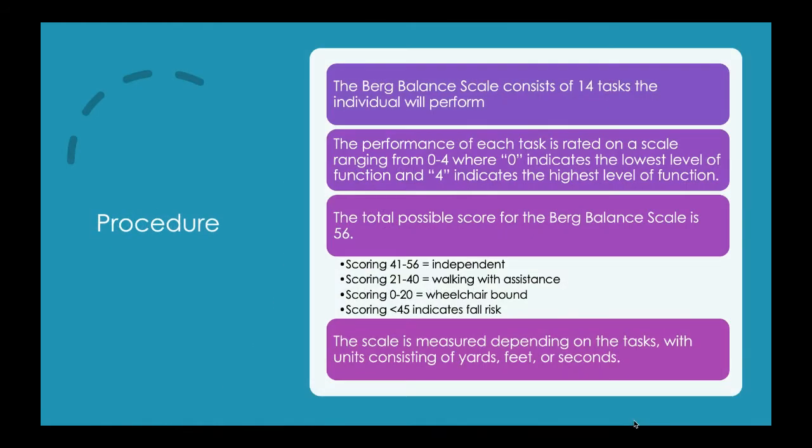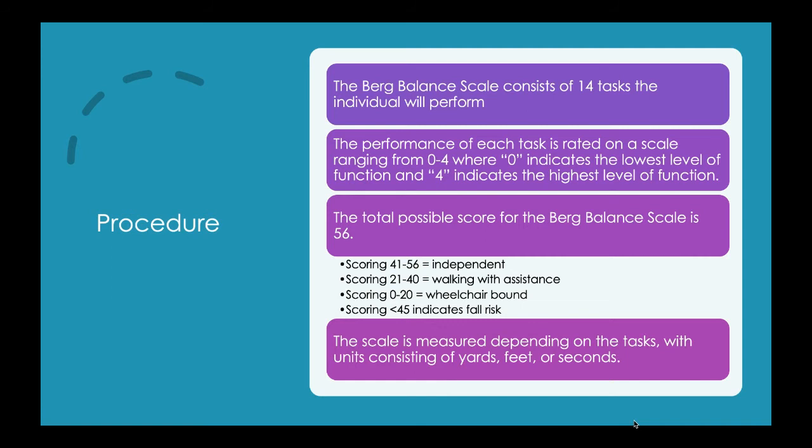The Berg Balance Scale consists of 14 tasks the individual will perform. The performance of each task is rated on a scale ranging from 0 to 4, where 0 indicates the lowest level of function and 4 indicates the highest level of function. The specifics of this scoring system will be described in further detail with each task throughout the presentation.